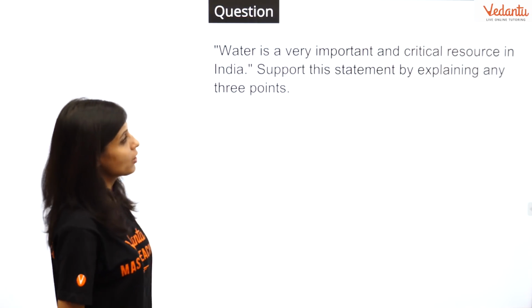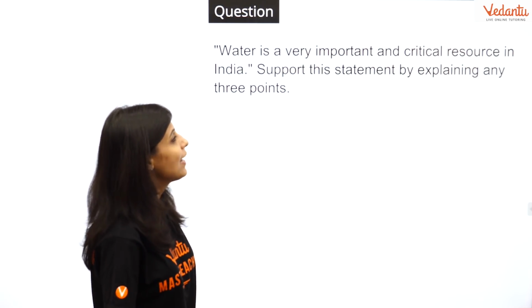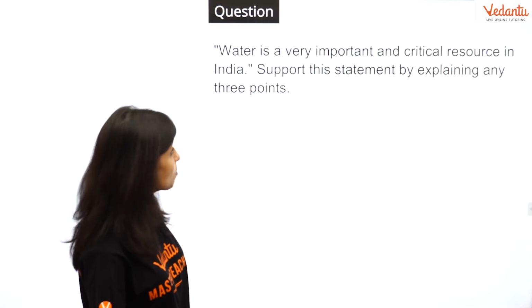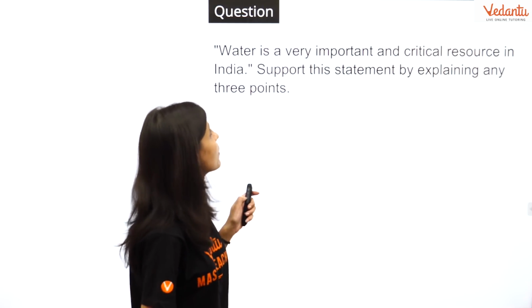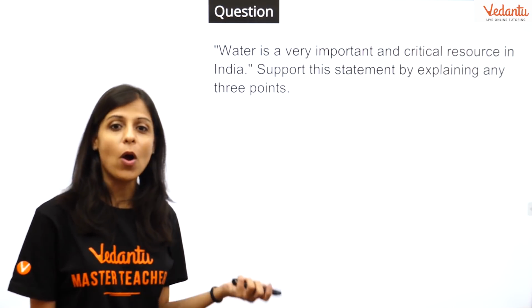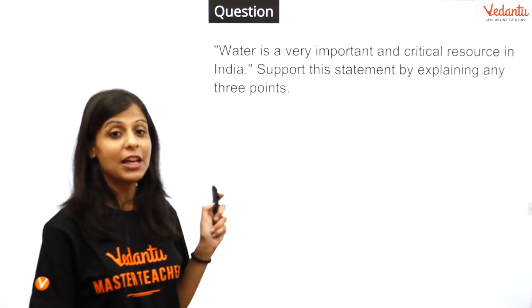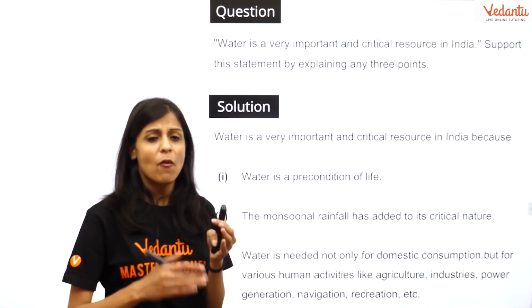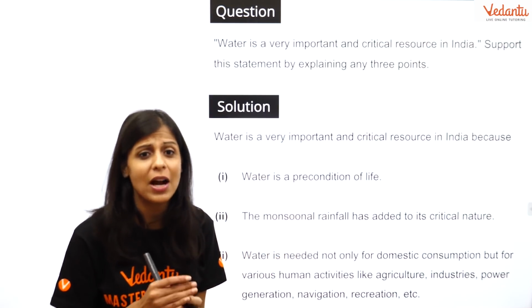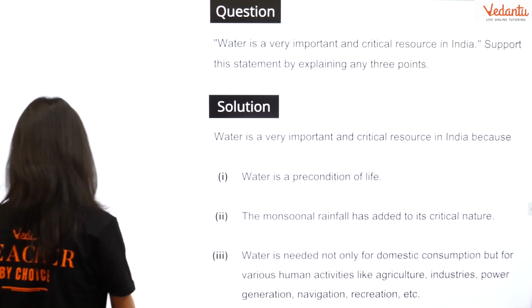Water is a very important and critical resource in India. Support this statement by explaining in 3 points. Okay. Yes, it's not only in India, but in any country, water is a very important and critical resource. So the answer to this is, see, water of course is a precondition. You can't survive without water, and in India I talk about it explicitly.